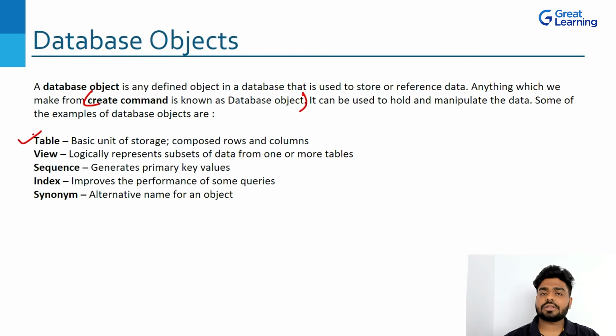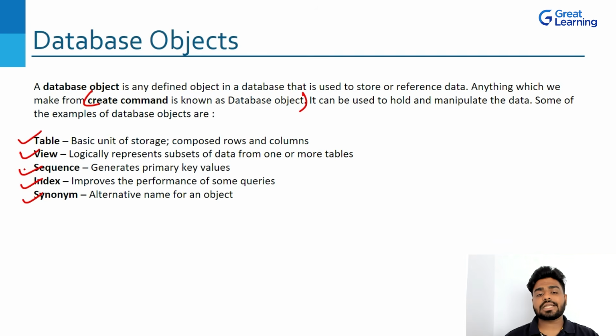It can be a table also, because while creating a table we use the create command. So it can be a table, a view, a sequence, an index or a synonym. Now what are these? Let's understand. Table: the basic unit of storage. We use it to store data. It is composed of rows and columns. We have already seen it a lot of times. So table is one of the objects.